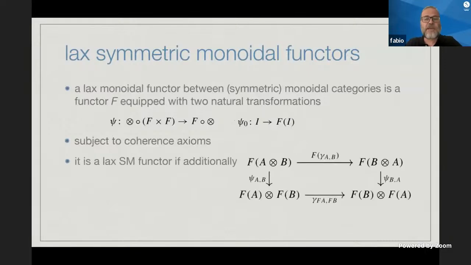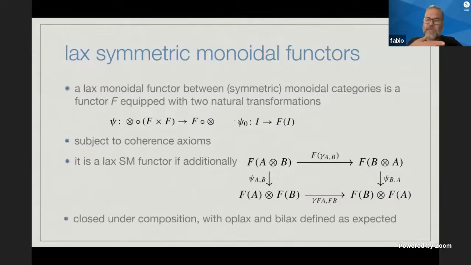And it is a lax symmetric monoidal functor if, additionally, it preserves the symmetry. Very well. It's closed under composition. And as you can imagine, Oplax, bilax, and so on are defined as expected. Oplax simply means that the natural transformation goes the other way around. And bilax means that it is both lax and Oplax, and there is some additional axiom holding. But I'll focus most of my attention directly on lax symmetric monoidal functors.